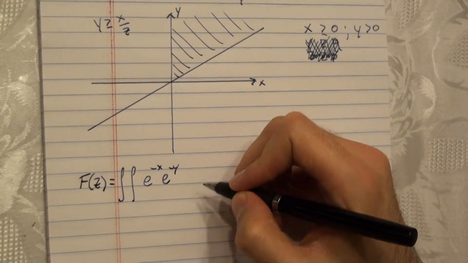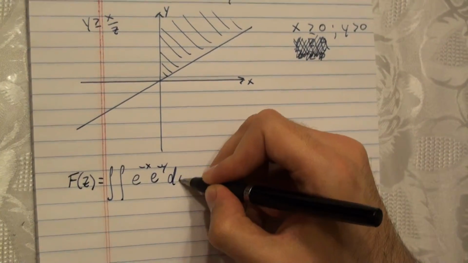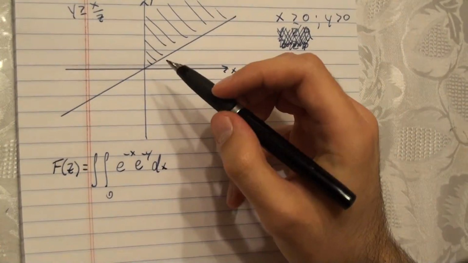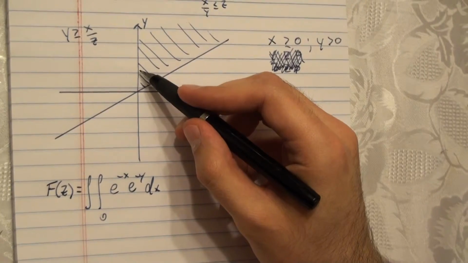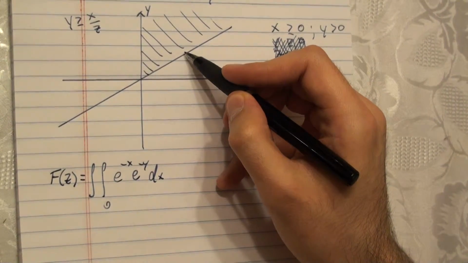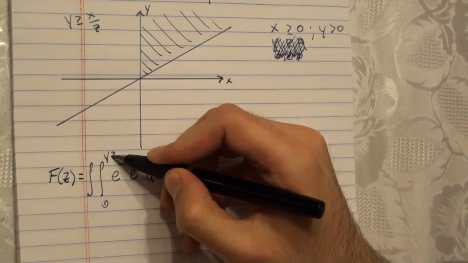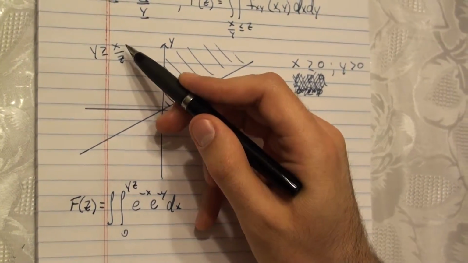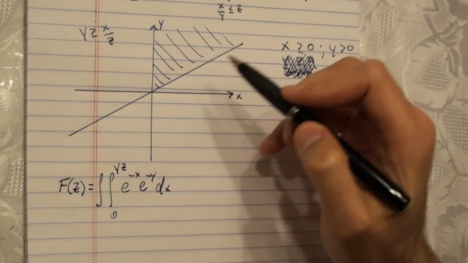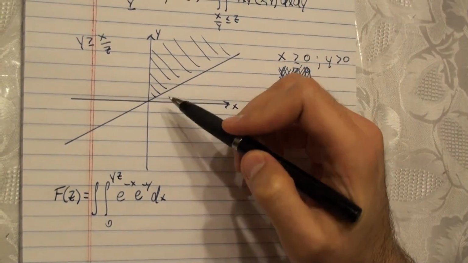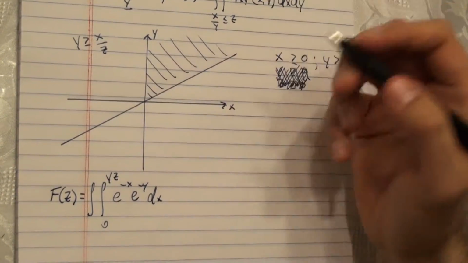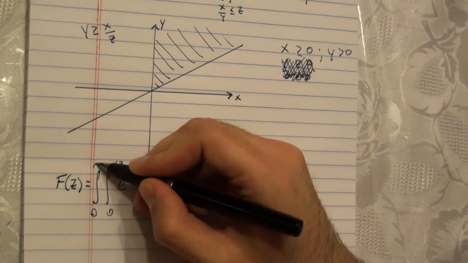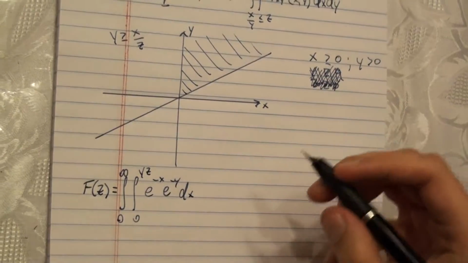Now I'm going to integrate with respect to x first. So x is going to go from 0 to what? X is going to go from 0 to this function, which is y times z. Right? Because the line is y equals x over z, so the x points are going to be y times z. Now, y is going to be integrated from 0 to infinity.